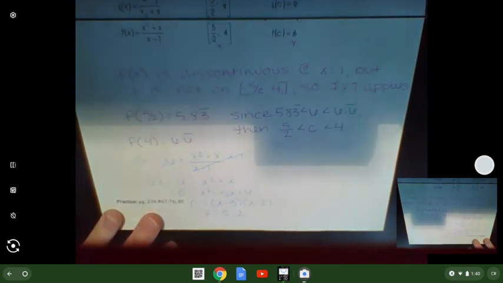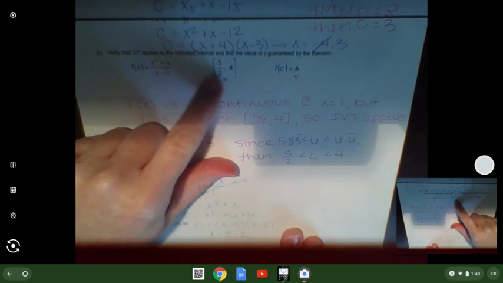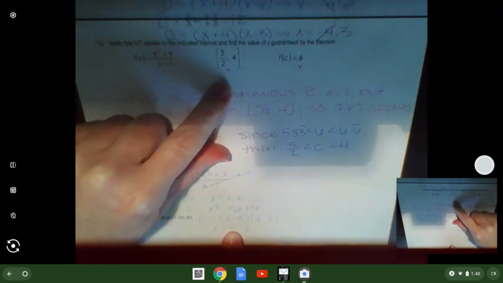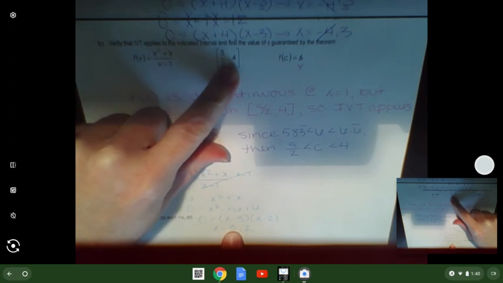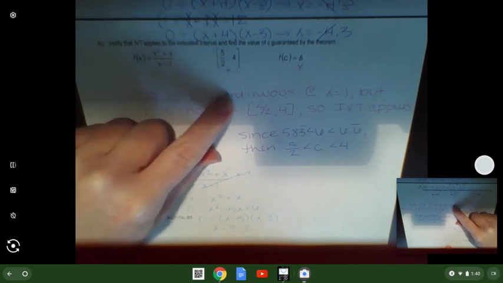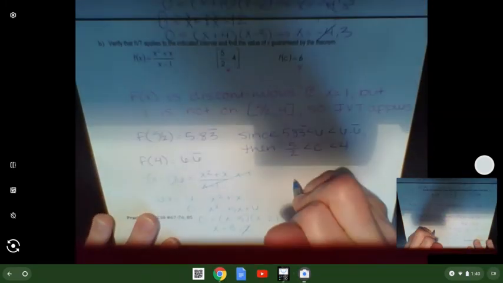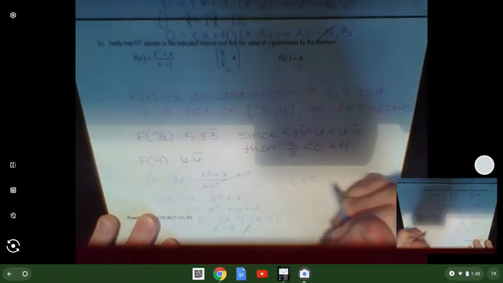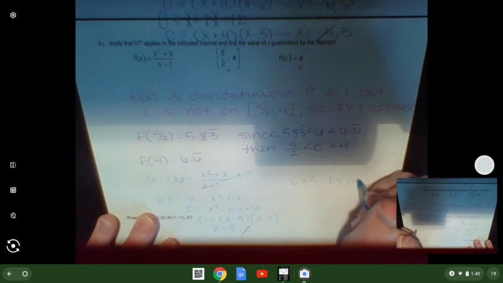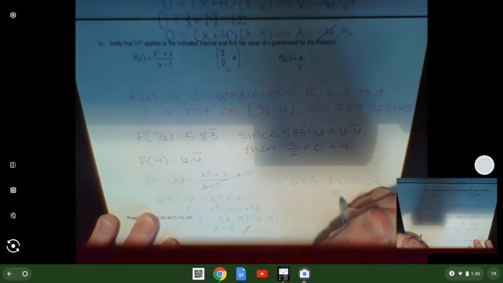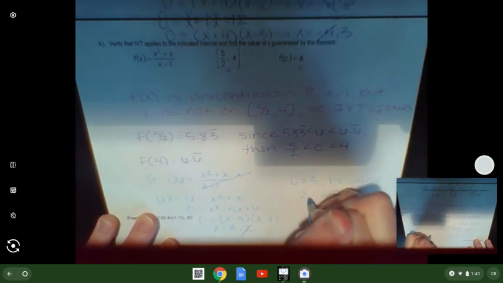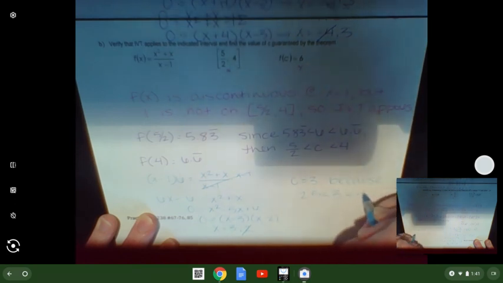Now, again, take a look at the interval that we have. We went from 2.5, 5 halves, to 4. 3 is between 2.5 and 4. 2 is not. 2 is not the value we want. So c has to equal 3 because 3 is between 2.5 or 5 halves and 4.